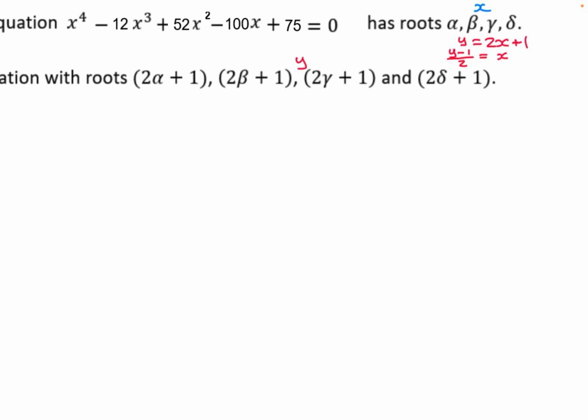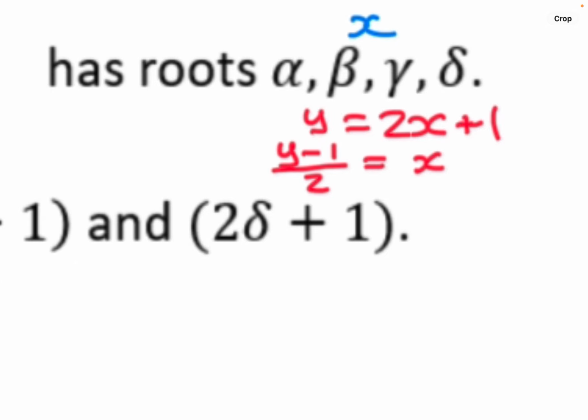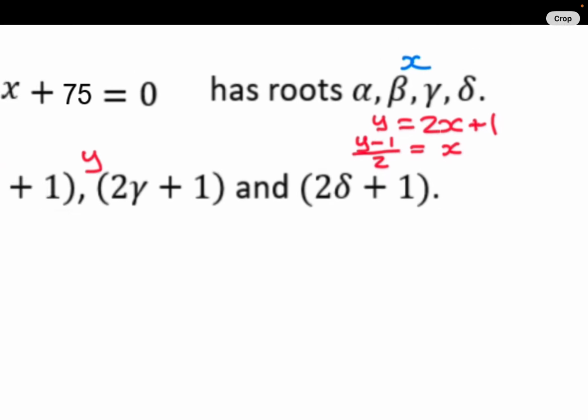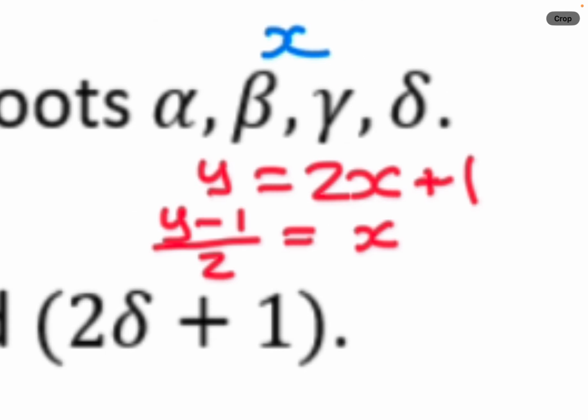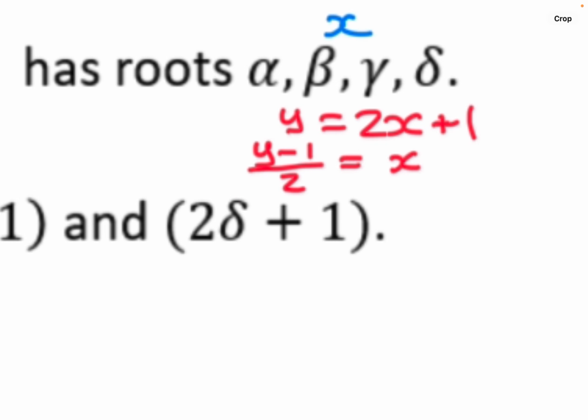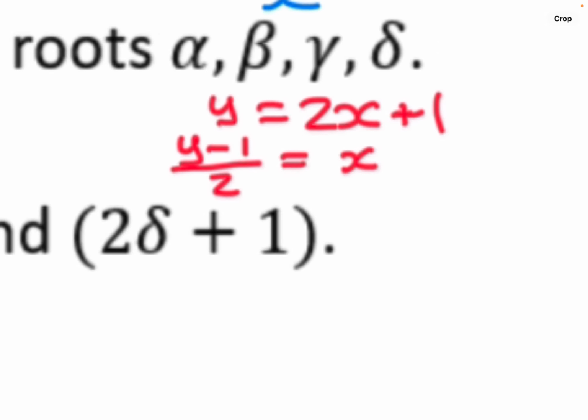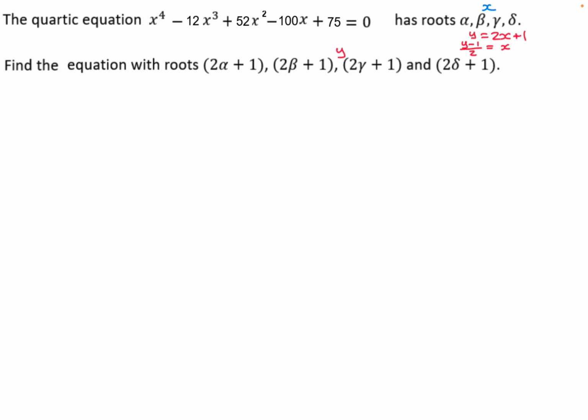First thing I've done, the alpha, beta, gamma, delta, they are all x roots. I'm going to find an equation in y, so I've called my y roots 2 alpha plus 1, 2 beta plus 1, 2 gamma plus 1, 2 delta plus 1. So each of my y roots is 2 times the x roots plus 1. And I've now rearranged that to make x the subject, so I've subtracted 1 and divided both sides by 2.